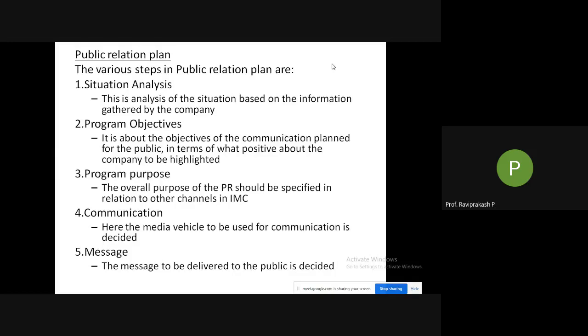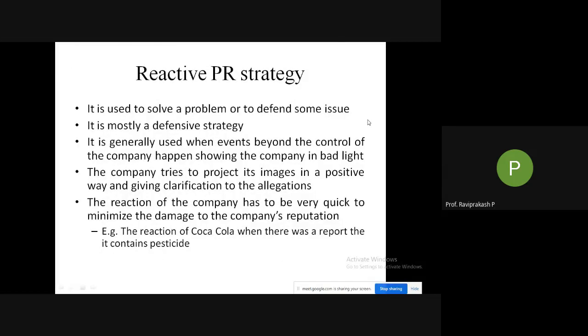Then the message to be delivered to the public is decided. So what message I want to tell? Based on the message, we are basically trying to change the thinking about the company. So it has to be very cleverly set. The particular message has to be told to the customers in the right way, in a way that they can understand, and the mindset of the customers changes in the way we require.